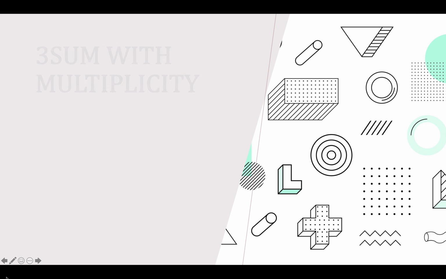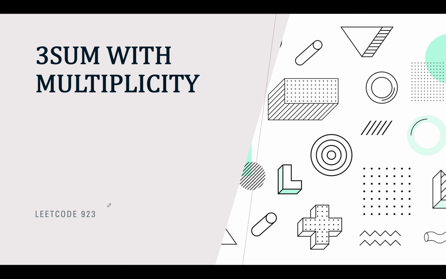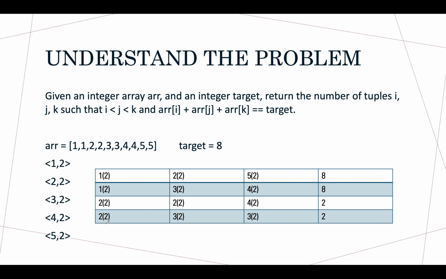So let me just start the slideshow here. Let me just take a pen. 3 Sum with Multiplicity, LeetCode 923. So let's understand the problem. The problem says that we are given an array and we need to count the number of tuples i, j and k such that the element at index i plus the element at index j plus the element at index k equals the target. Let's try to understand the problem with the very first example. It is similar to what was specified in the question. We have 1, 1, 2, 2, 3, 3, 4, 4, 5, 5 and the target is 8.